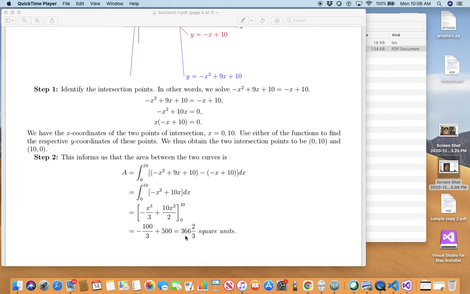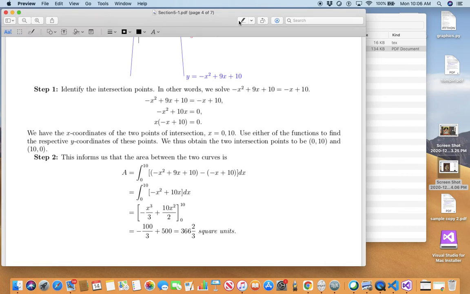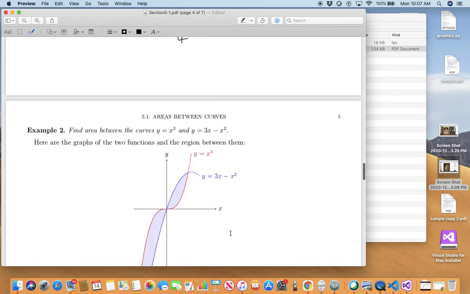So eventually the answer is, oh, that's an error. It should be 466, okay, just check my work. It should be 466 and 2/3. All right, 466 and 2/3 square units. Notice this is the area between two curves.